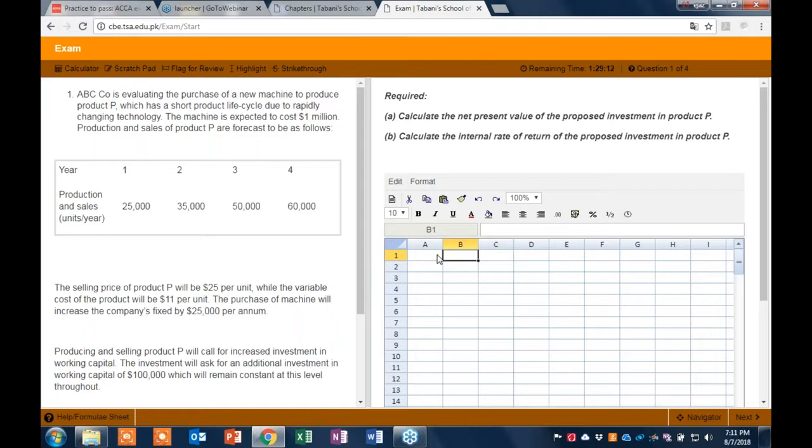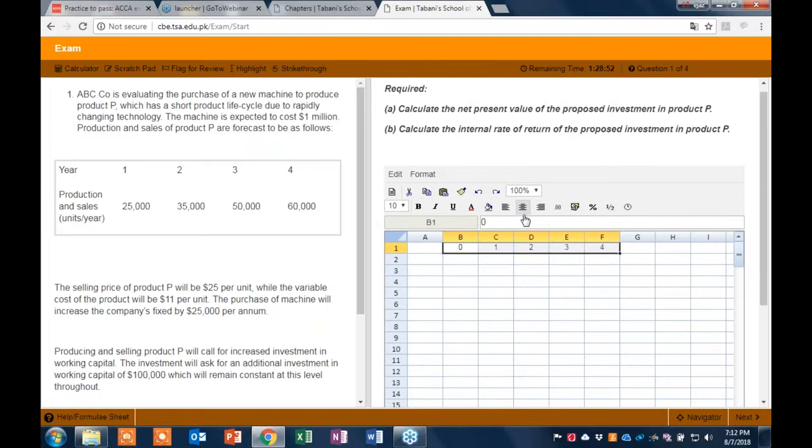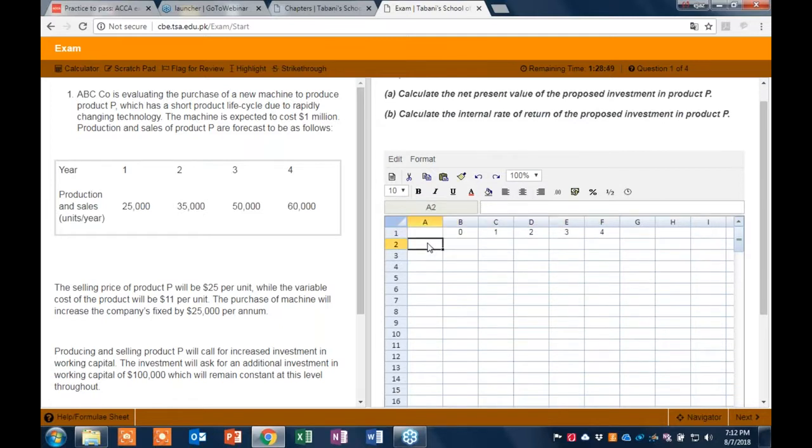Well, now, first of all, since we know that the project has a life of 4 years, we'll have to start from 0, 1, 2, 3, and then 4. So we'll start here. Just to present it in the correct way, we have to centrally align all those figures. We'll start from the sales.